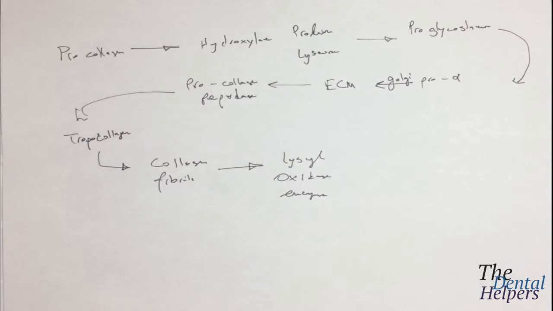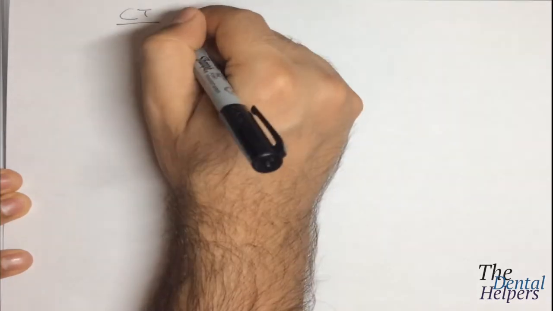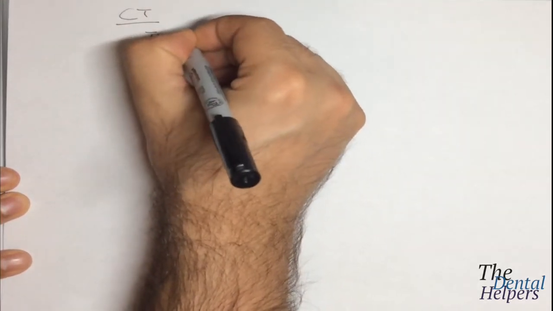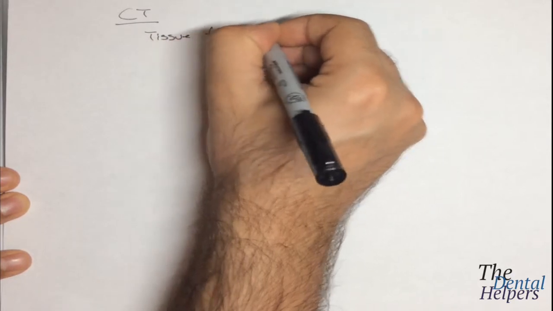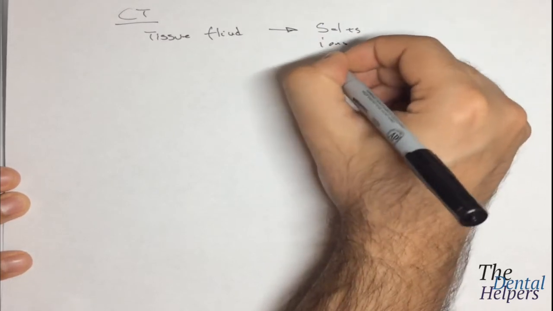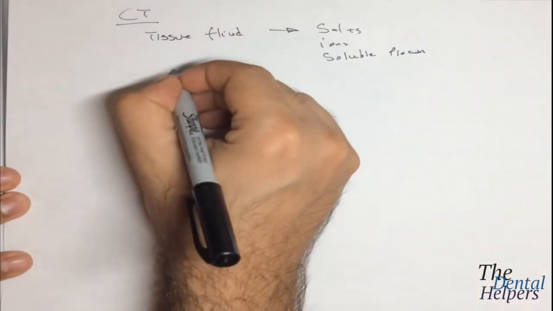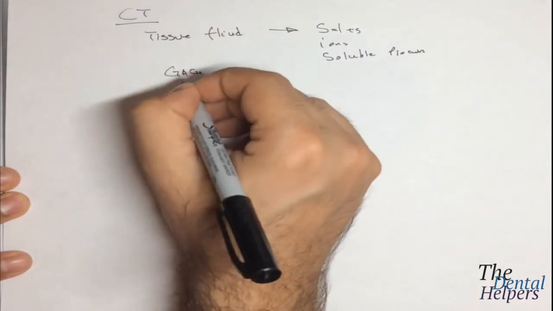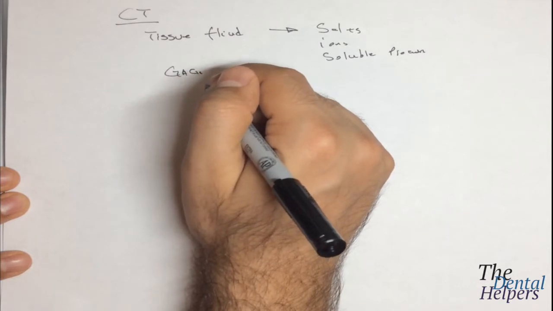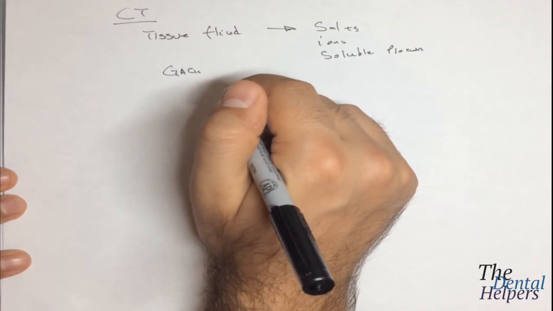So if we're looking at connective tissue itself, we need to know what it's made of. So some of the components for connective tissue, we've got tissue fluid, and tissue fluid is going to have salts, ions, and soluble proteins. It's also going to have GAGs, which are going to be attached to water. And there are basically three components: the GAGs, the proteoglycans, and the proteoglycan aggregates.